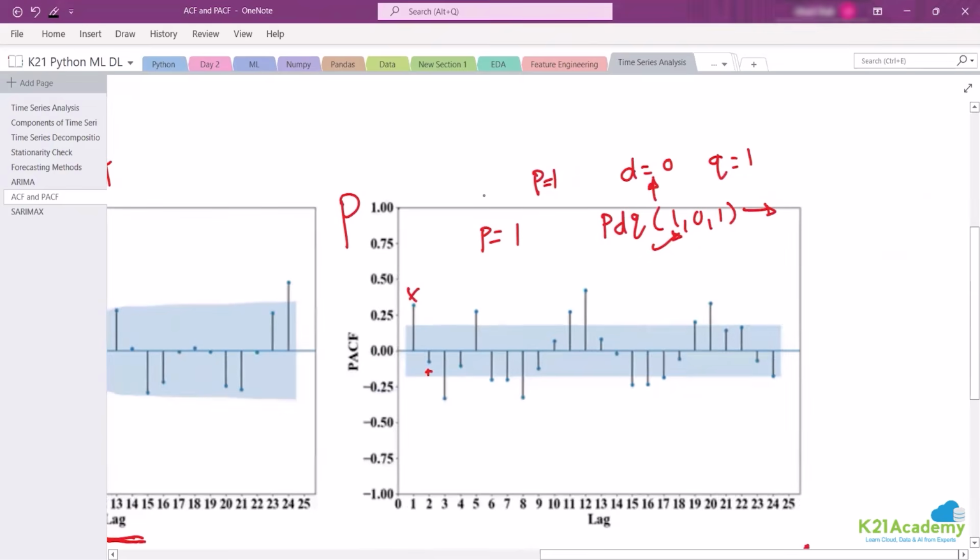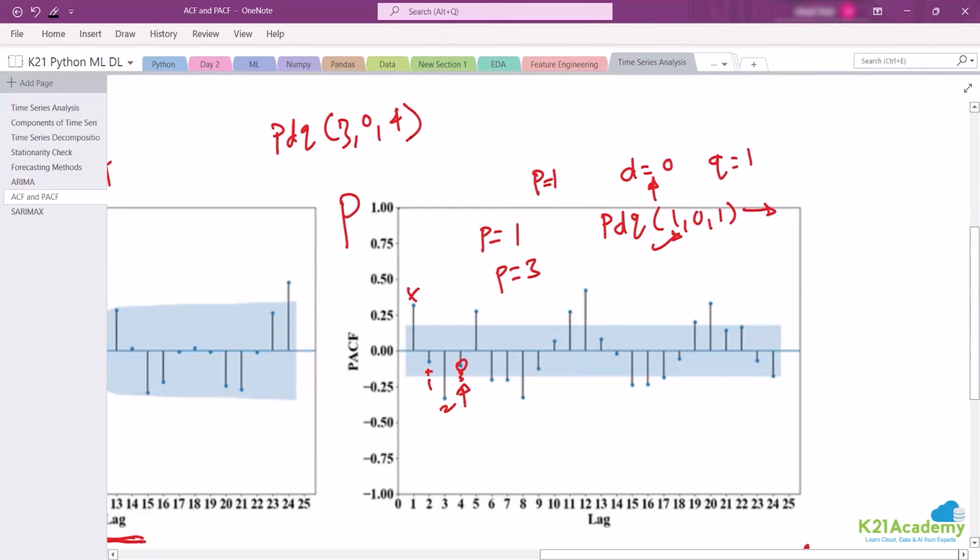Now again over here we'll see that after this, the first, second and third lollipop are inside this shadow region. So here our newer value of p will become 3. So the new combination of p, d and q will become 3, 0 and 4, because here the third lollipop is inside the shadow region. This new combination will be there.